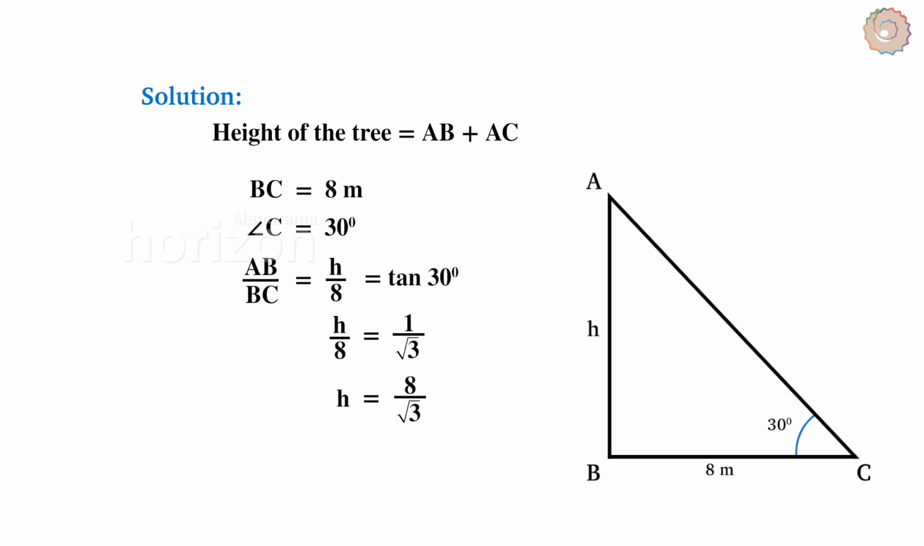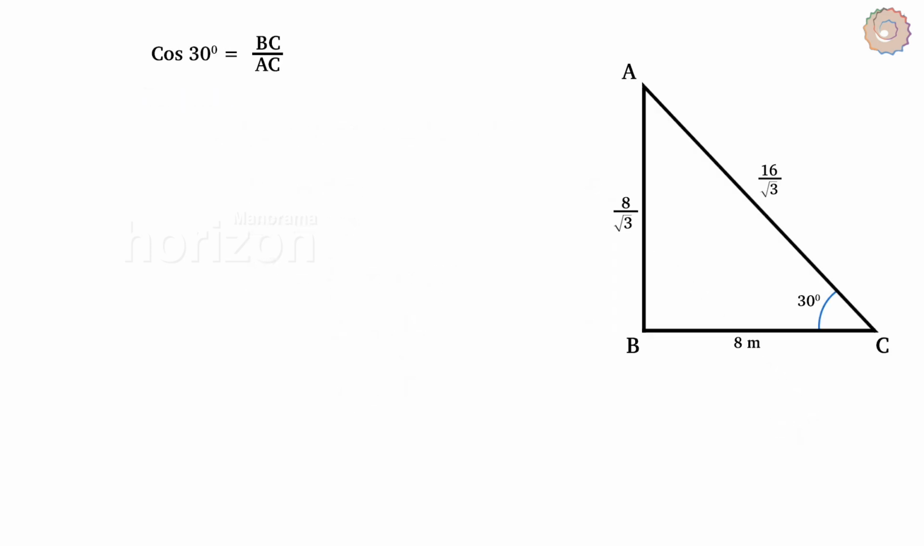So, now that we have found out the H value and base value is already given, can we find out the AC value with the help of cos theta? Yes. Cos 30 degrees is given by BC by AC, which is equal to 8 by AC. Now, substituting the cos 30 value, that is root 3 by 2, is equal to 8 by AC. Rearranging, we get AC as 16 by root 3.